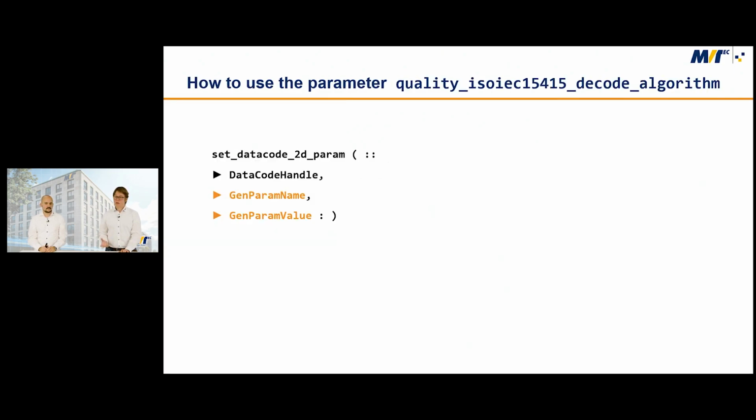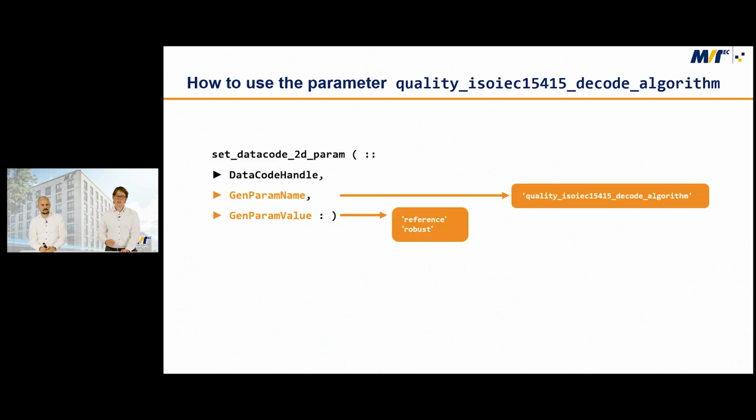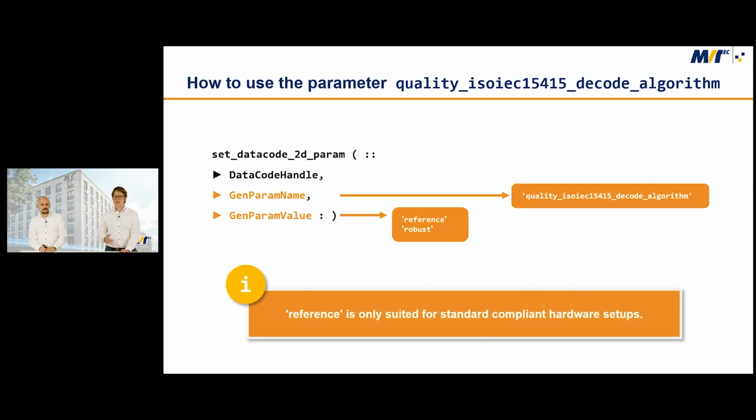How do you set the parameter that I already mentioned? You simply call set data code 3D param. The name I already told you. You set it to either reference or robust. And again, reference is only suitable for standard compliant hardware setups.